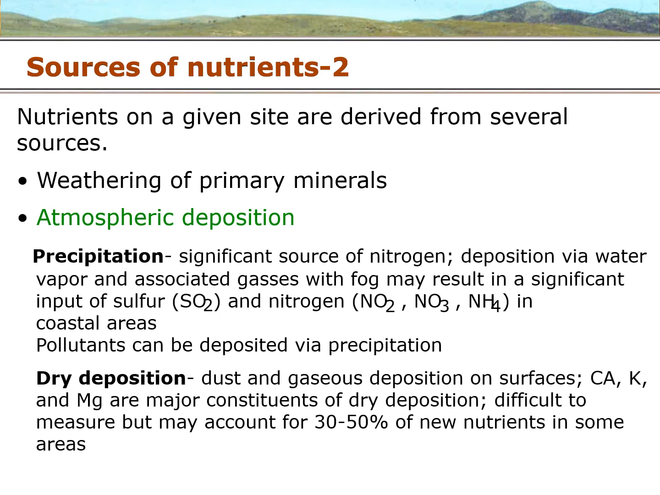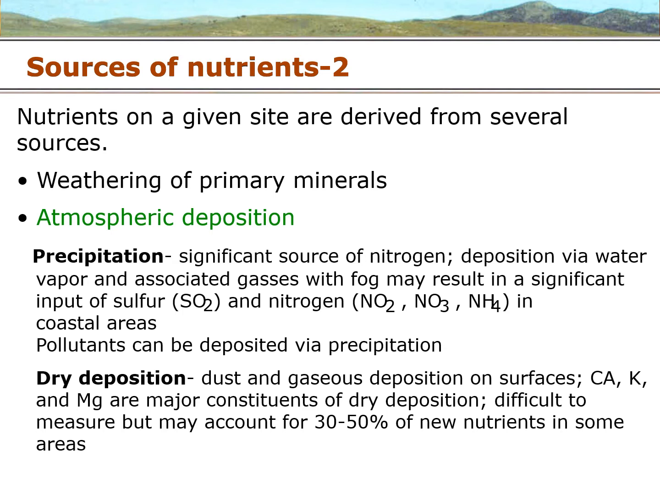Another source of nutrient is atmospheric deposition, and that can come through precipitation, and significant sources of nitrogen come this way. Deposition can happen via water vapor and associated gases with fog, and they may result in significant inputs of sulfur dioxide or nitrogen in various forms: nitrite, nitrate, and ammonium. And especially in coastal areas where we have a lot of fog. Pollutants, of course, can also be deposited via precipitation.